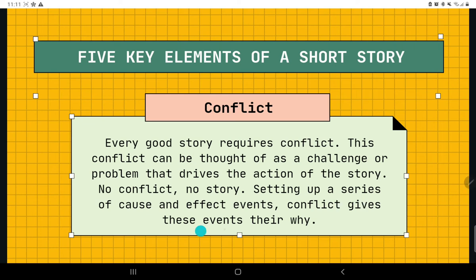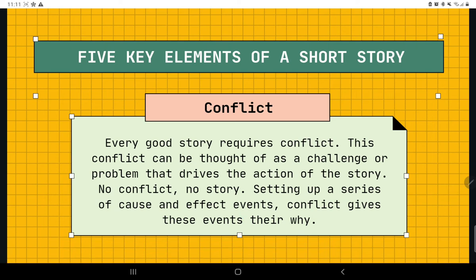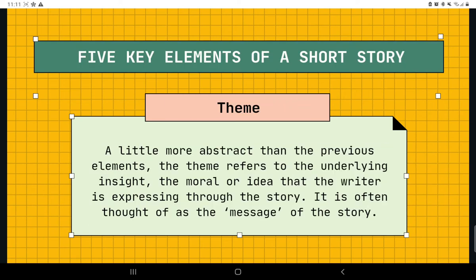Conflict gives these events their idea why. Later on, makikita nyo kasi sa resolution kung bakit nangyari yun, kasi bibigyan niya ng katwiran dun yun. It will make sense sa dulo. Okay, so the next one is the theme. A little more abstract than previous elements. The theme refers to the underlying insight, the moral or idea the writer is expressing through the story.